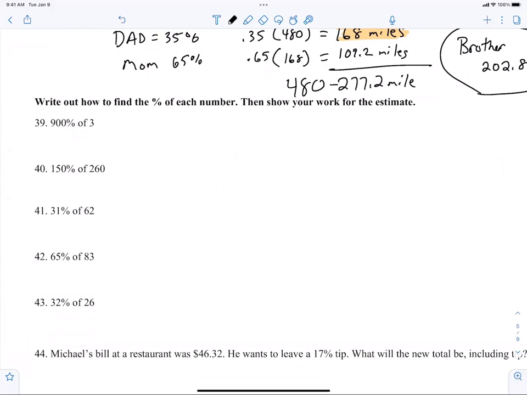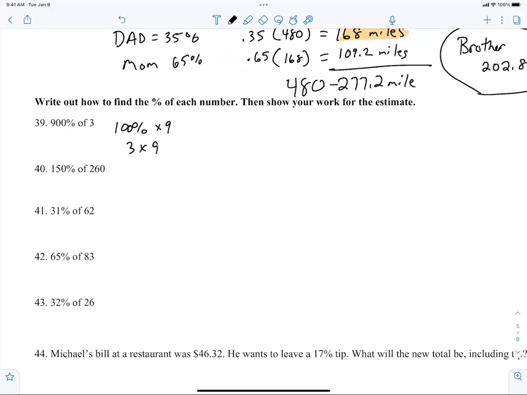All right, so how do I find 900% of 3? Tell me. I'm just doing 100% times 9. Yes, 100% times 9. So it's just 3 times 9. Okay? Does everybody see what I'm saying? I want you to show me your work for your estimate.